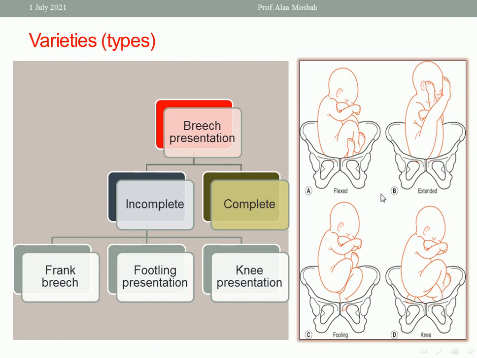As in cases with frank breech, in this picture, there is extension at the knee and flexion at the hip. And in footling presentation, there is partial extension at the hip and the knee, and in knee presentation, in this picture, there is extension at the hip and flexion at the knee. So the knee is the presenting part of the fetus. So this is the complete breech, this is the frank breech, this is the footling presentation, and this is the knee presentation.